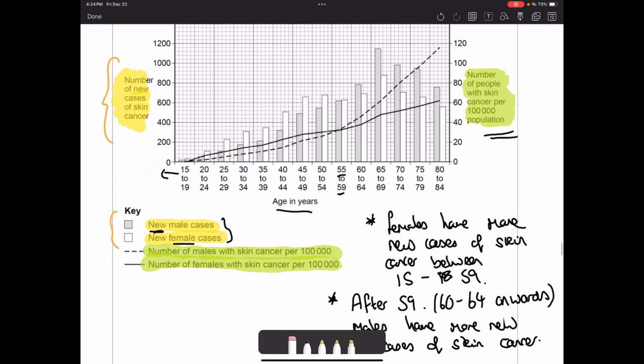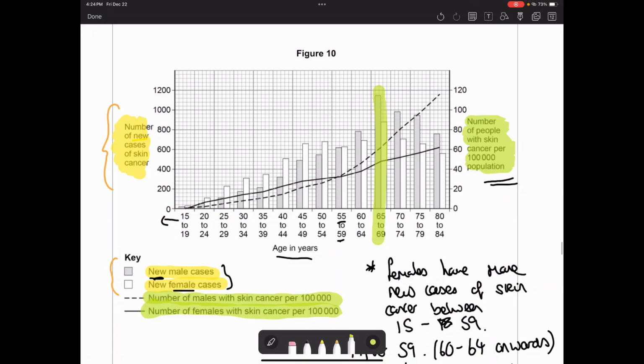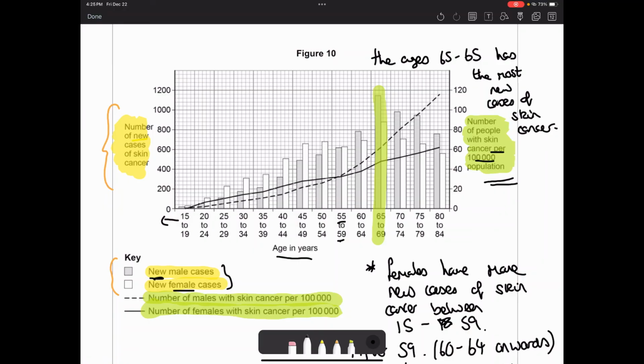You could also say, as a third point, okay, just actually say which age group has the most new cases of skin cancer. So for a different point, you could have also said that ages 65 to 69 has the most new cases of skin cancer. Okay, so this was a hard question because a lot of people started talking about the dash line and the flat line, about the cases per 100,000, but that's not this question.